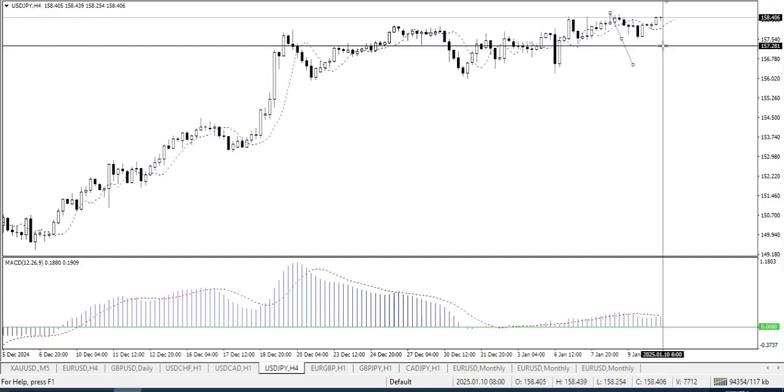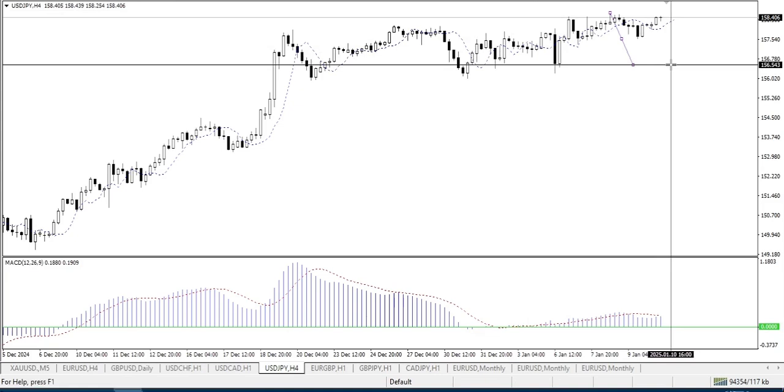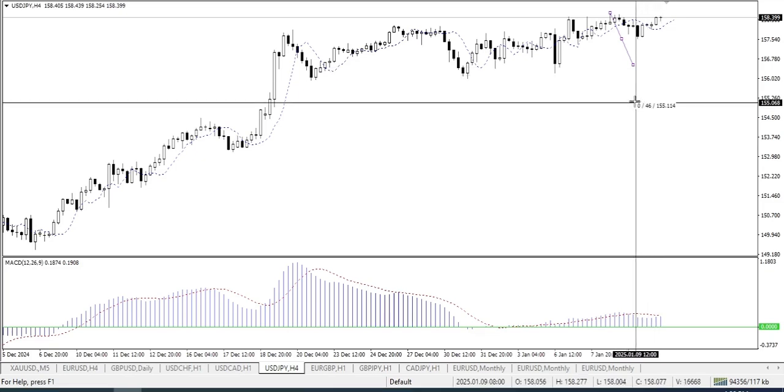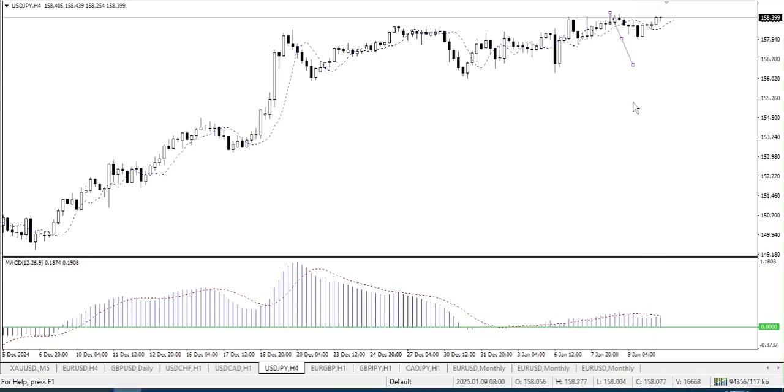So this will give you a target of something around 156.54. What is this number? Yeah, so 156.50 roughly should be the target. 156.52 is something you can set as the TP. So that's all in this video.